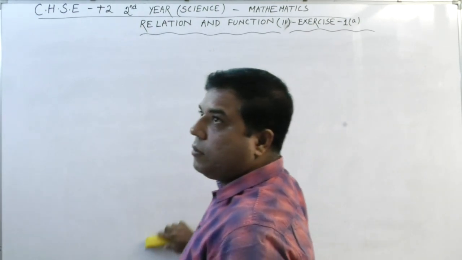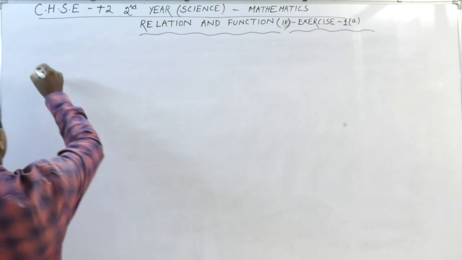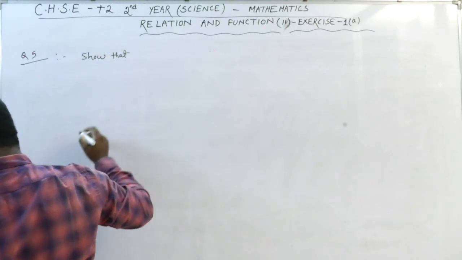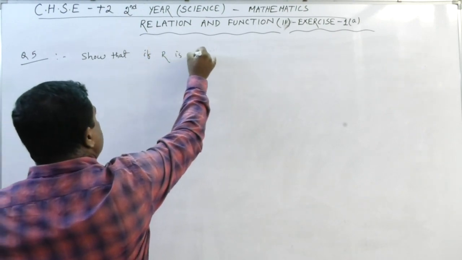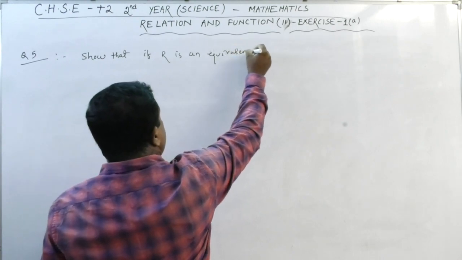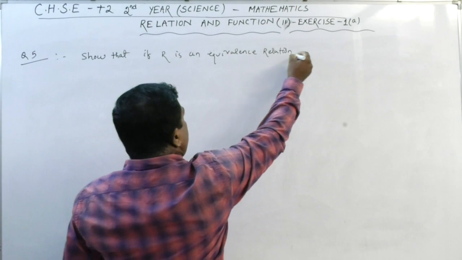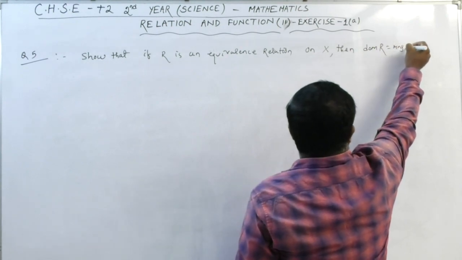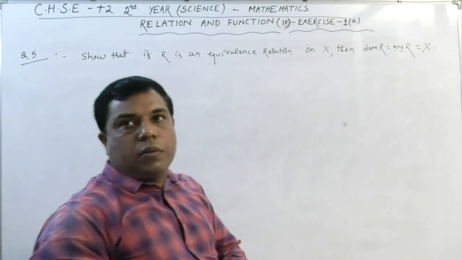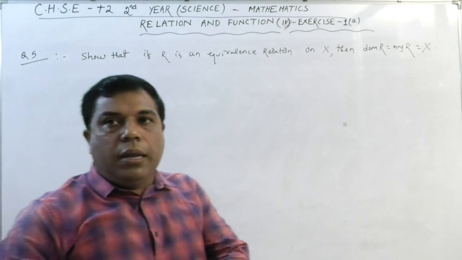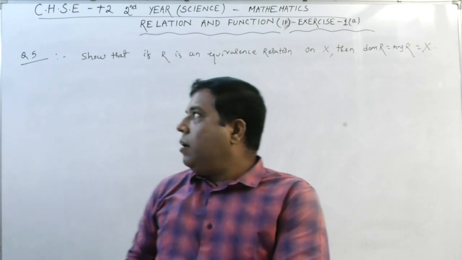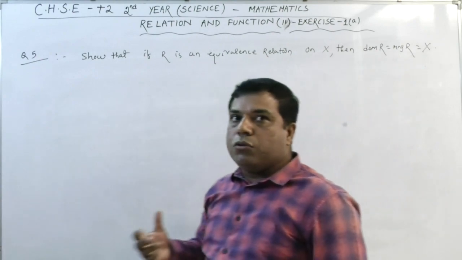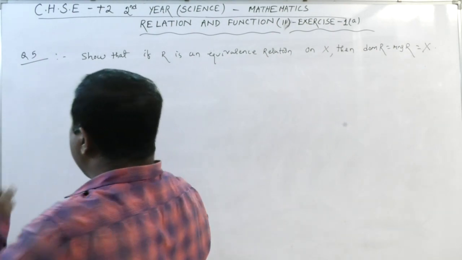The next problem is given as: show that if R is an equivalence relation on X, then the domain of R equals the range of R equals the set X. That is the question, and we have to show it. How can we show that for a relation which is an equivalence relation, the domain is equal to the range equal to the set itself? So let us move on and try to show it.